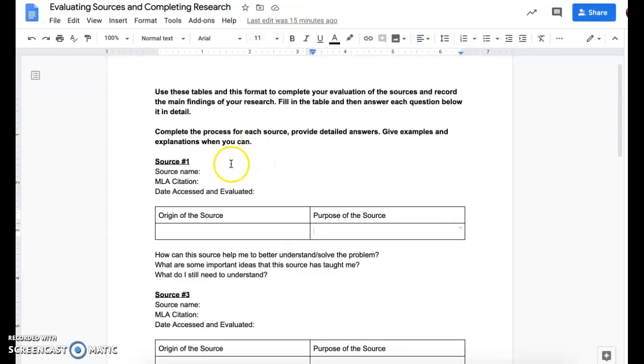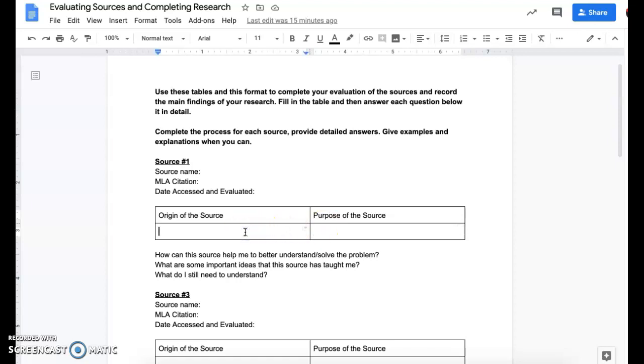As you're going to do that, you're going to need to put the source names, whether it's an article or a video title, put it here, the MLA citation for the source, and the day that you are looking at it and evaluating it, so either today, tomorrow, or Thursday's date, whichever day you're looking at evaluating it. You're going to give the origin of the source, where does it come from, when does it come from, who made it, the purpose of the source, why was it made, what can we learn from it? Who is it trying to reach?